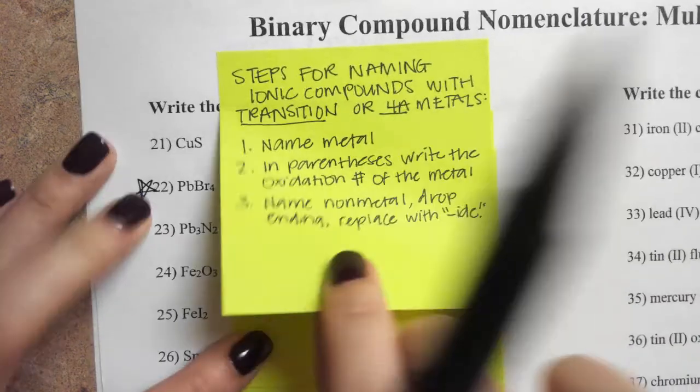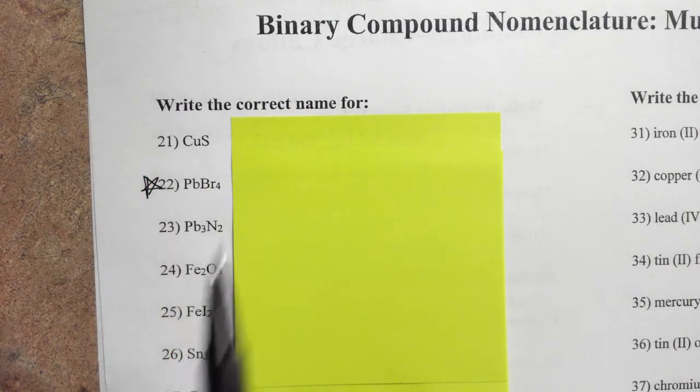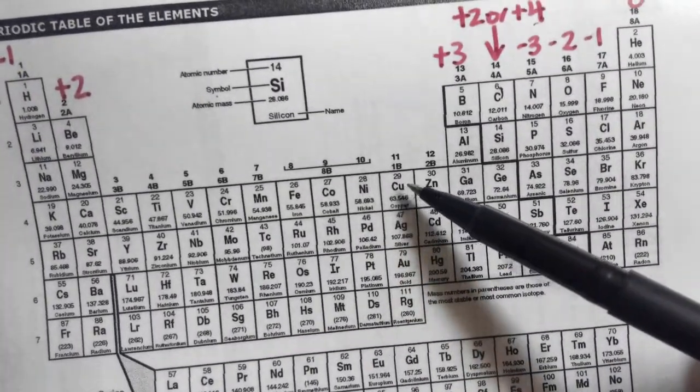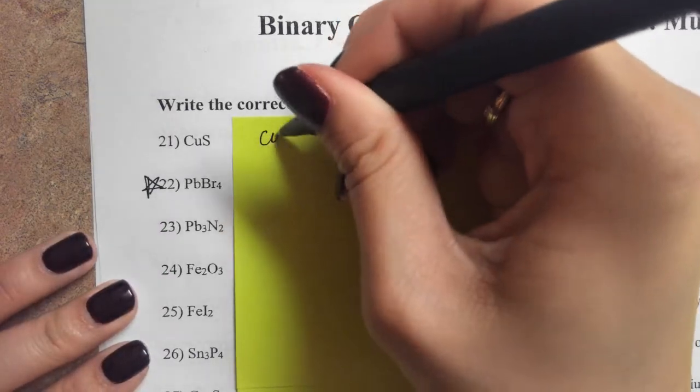So we're going to go ahead and start with 21. All right, 21 we have CuS. Step 1 is to name the metal. Looking at my periodic table, Cu is right here, and it tells us that it's copper. So we're going to go ahead and write copper.